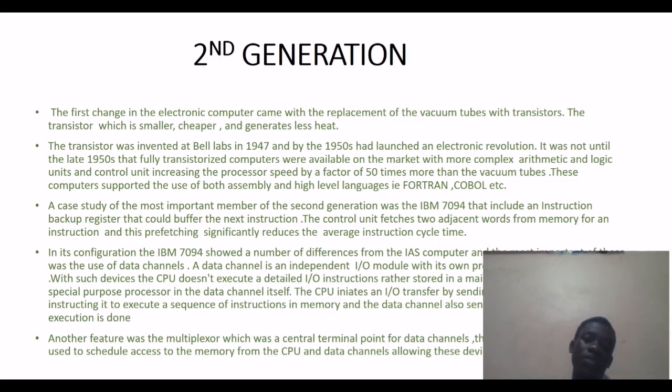A case study of the most important member of the second generation was the IBM 7094, which included an instruction backup register that could buffer the next instruction, i.e. hold the next instruction that was to be processed. The control unit fetches two adjacent words from memory, and this prefetching scheme reduces the average instruction cycle time.